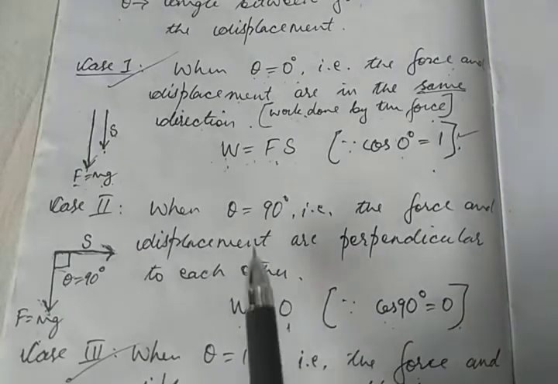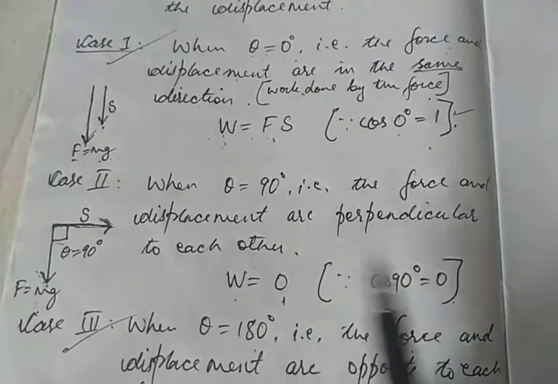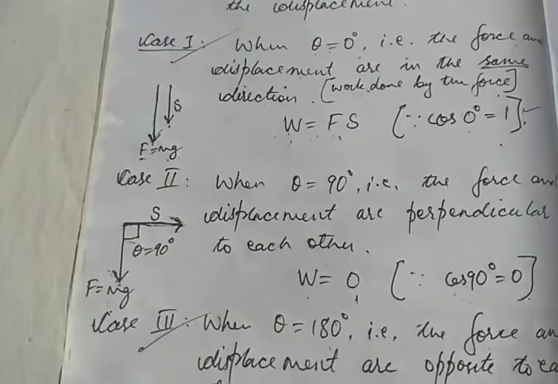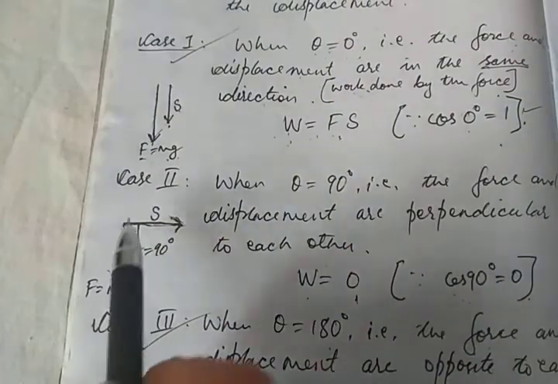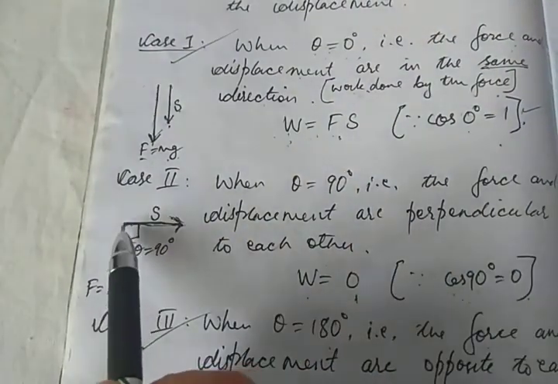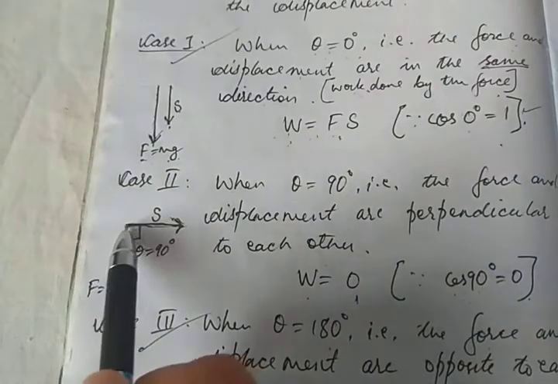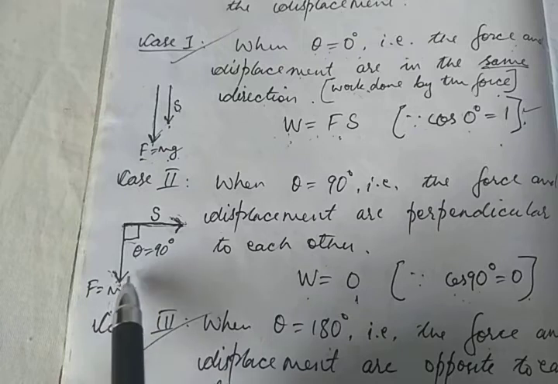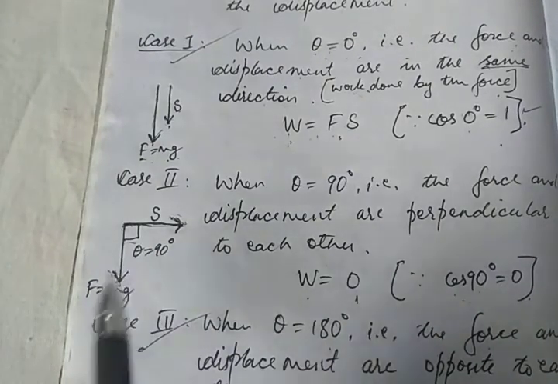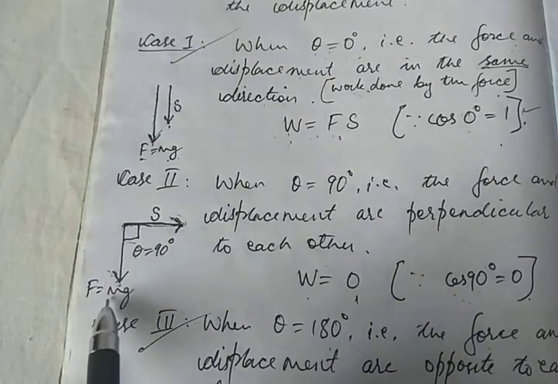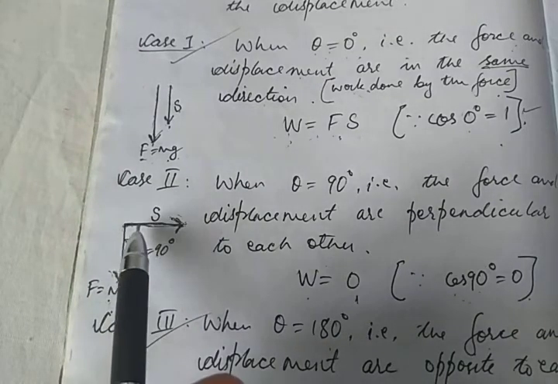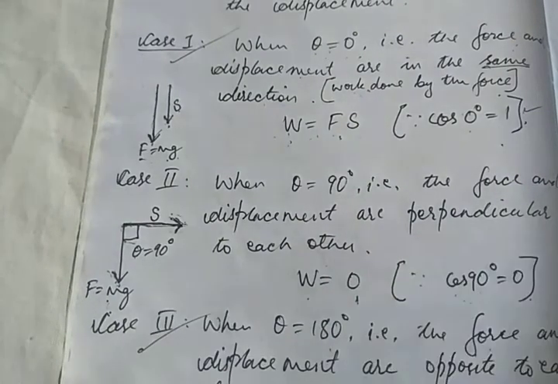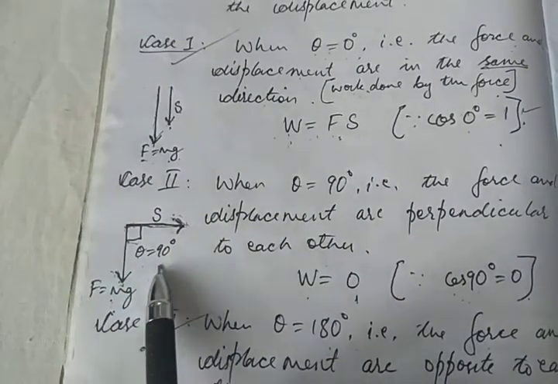Next, case 2, when theta is 90 degrees, that is when the force and the displacement are perpendicular to each other. That would be a scenario like, in a book there is this example of a coolie carrying some load and moving along the horizontal. But the force of gravity, of course, is acting vertically downward. So the question is, what is the work done by the force of gravity when the coolie is moving, carrying some load and moving along the horizontal? This would be an example of theta being equal to 90 degrees.